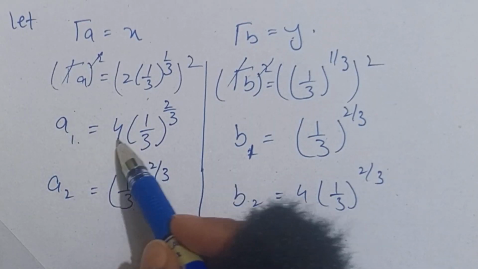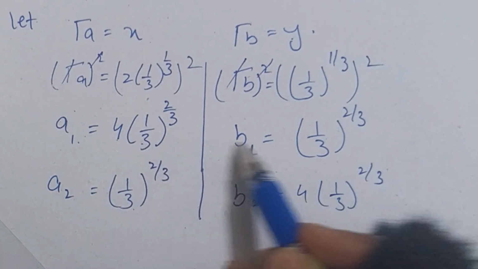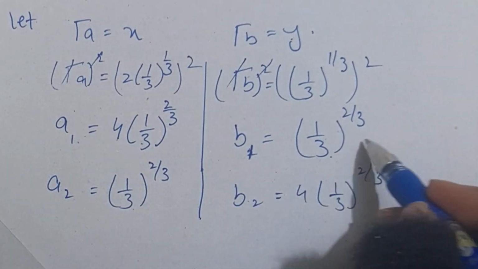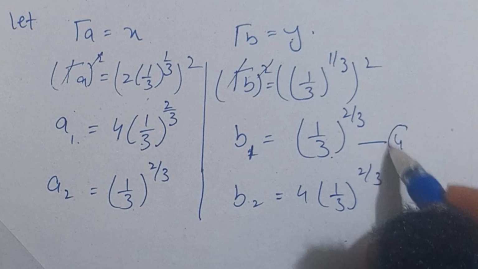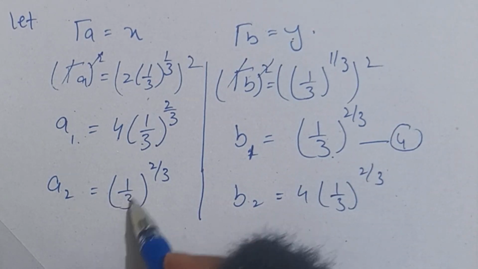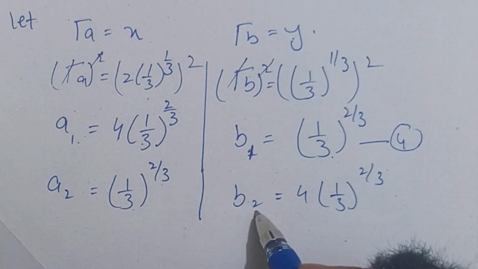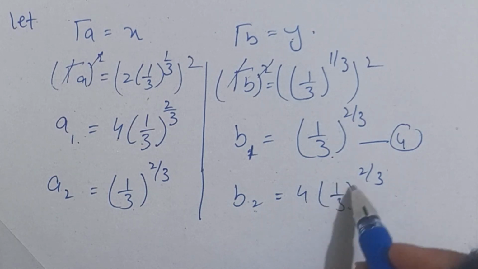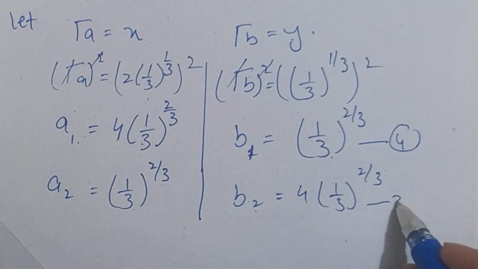So this is our final answer. a1 is equal to this, and b1 is equal to this value by using equation number 4, and a2 is equal to 1 over 3 raised to the power 2 over 3, and b2 is equal to 4 times 1 over 3 raised to the power 2 over 3 by using equation 3.